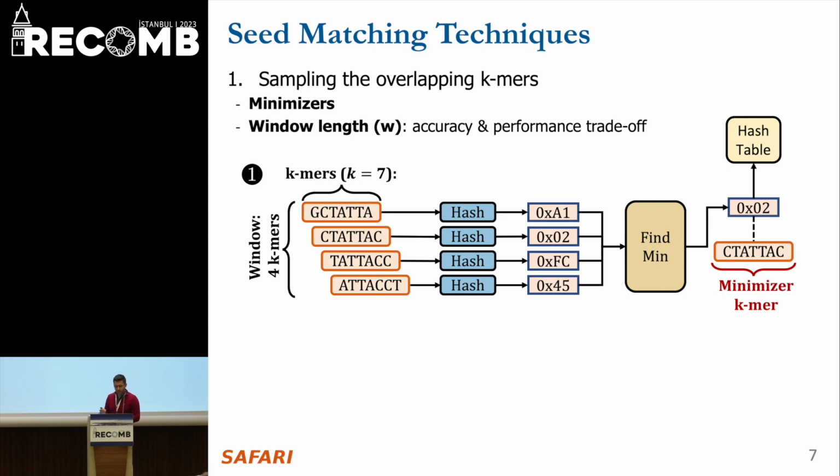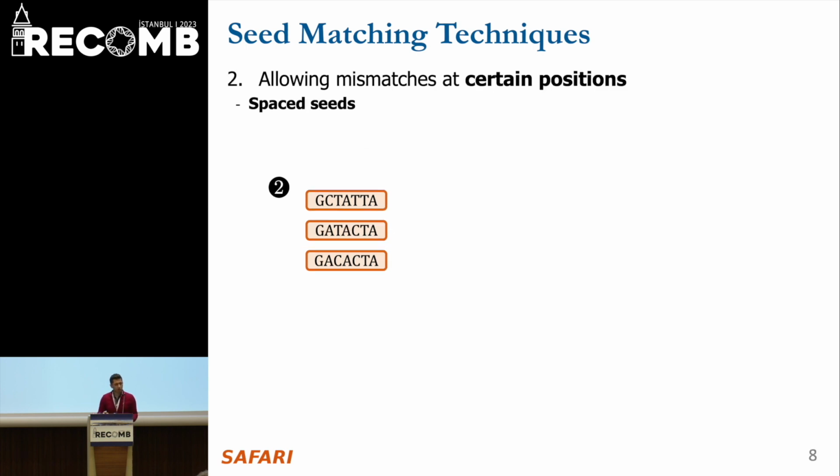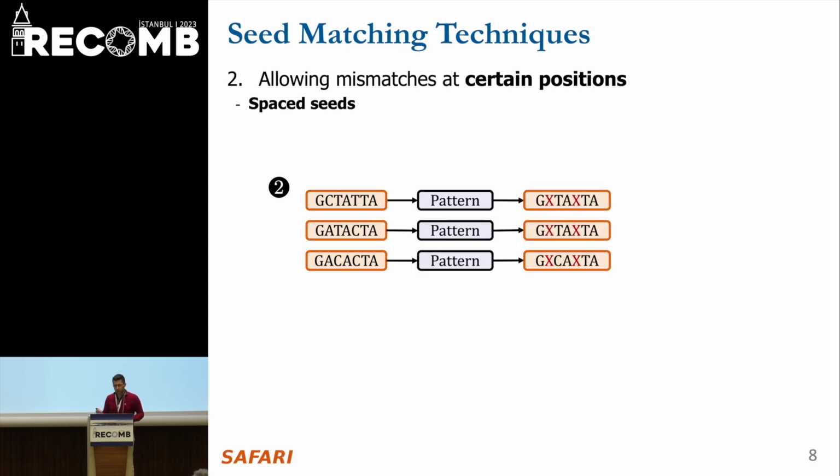We call these the minimizer k-mers. Another mechanism is also known as spaced seeds. We may want to tolerate some mismatches when finding matches between these sequences, and in order to do so, we apply some pattern on that sequence. You may want to tolerate mismatches at certain positions, so we may introduce some don't-care characters at these positions by applying a pattern. And then we call these seeds spaced seeds.